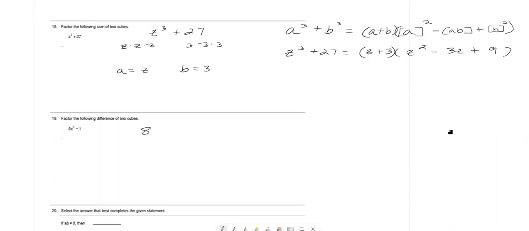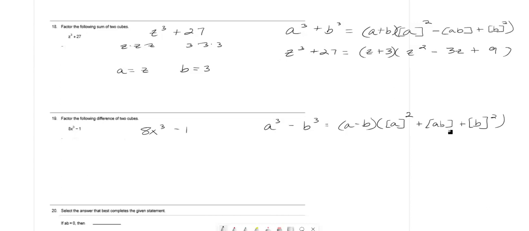The next binomial, 8x to the third minus 1. Again, we are ruling out the difference of perfect squares because we have an x to the third. So that means we should be looking for perfect cubes. Since we have the difference here, we're using the difference of two cubes. And the formula for the difference of two cubes is a minus b times a squared, plus a times b, plus b squared.